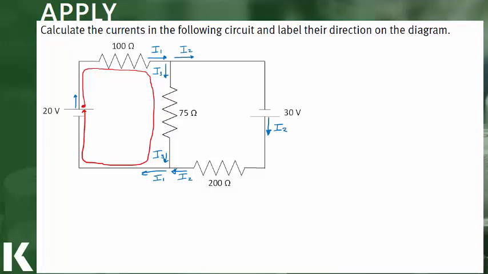Now notice we're going up this battery. We're going from the negative side to the positive side. So we're going to gain voltage. So our voltage here would be positive.